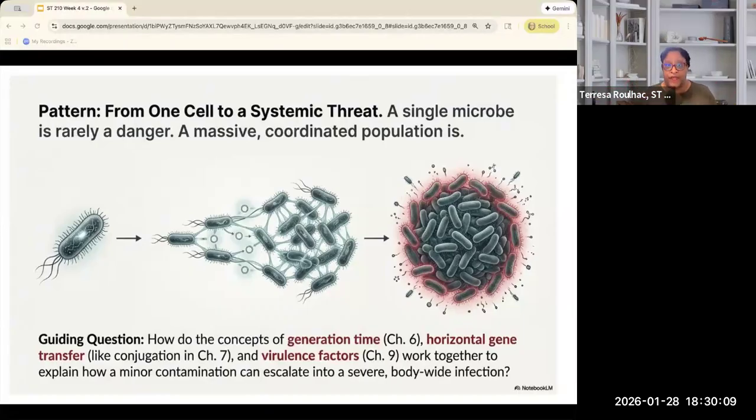Now, the horizontal gene transfer. This is where bacteria do not wait for generations. They share advantages. One cell gains resistance, another gains virulence, and suddenly the whole population of bacteria is benefiting and having a party.